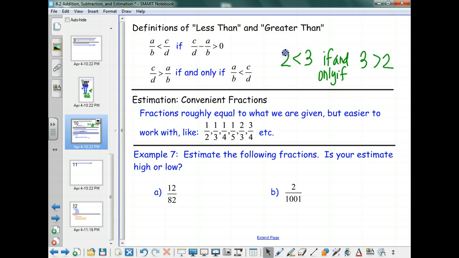All right, so I've got 12 over 82. What would be nice for this to be estimated as? It's roughly 1/8. In essence, what we're doing is we're changing the 12 into a 10 because it's pretty close, and we're changing the 82 into an 80, and it's pretty close, and 10 over 80 is 1/8.